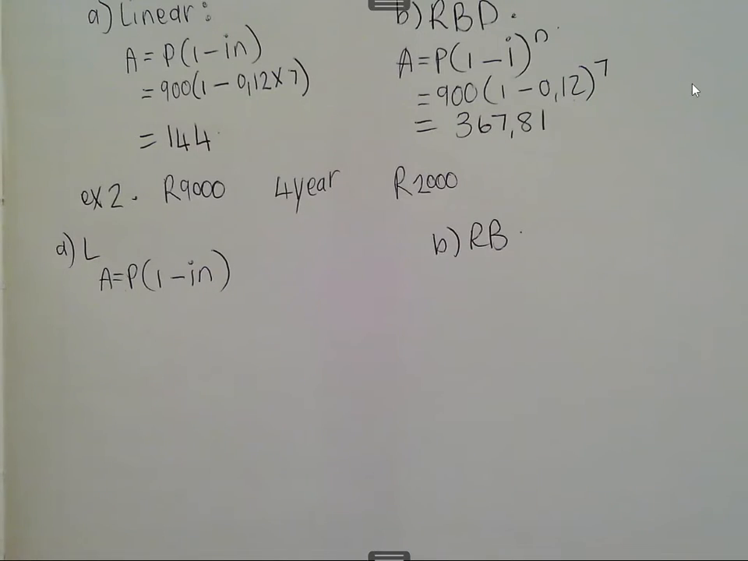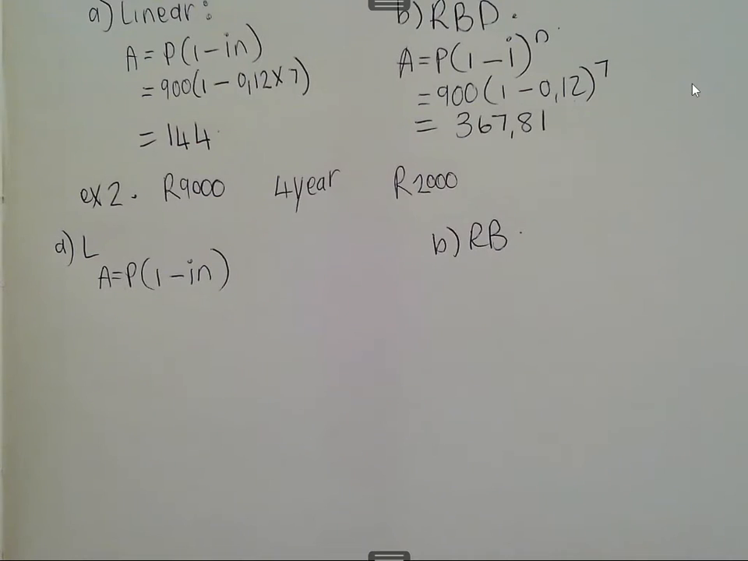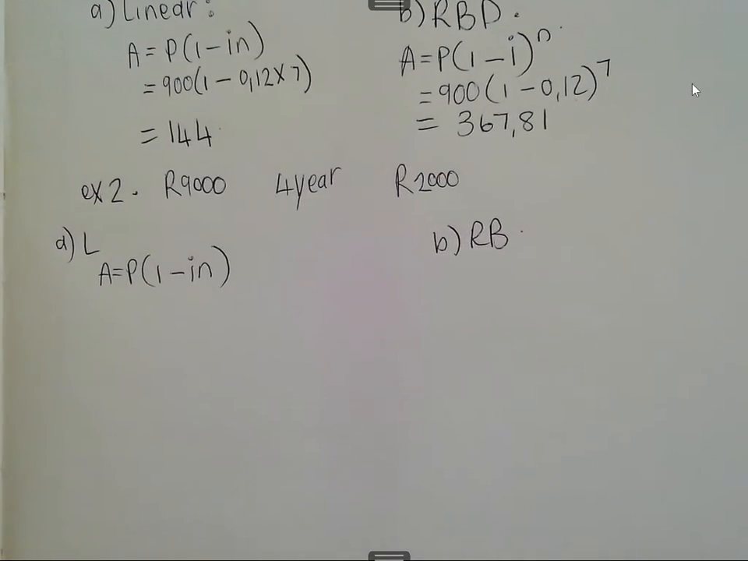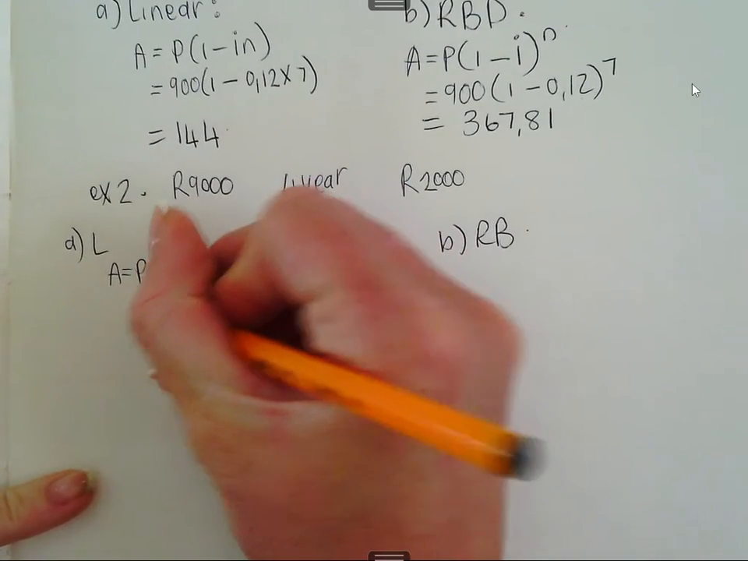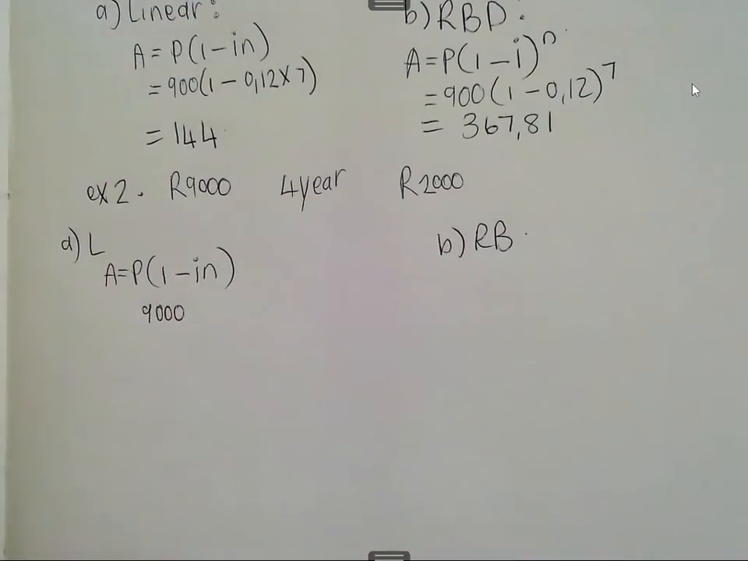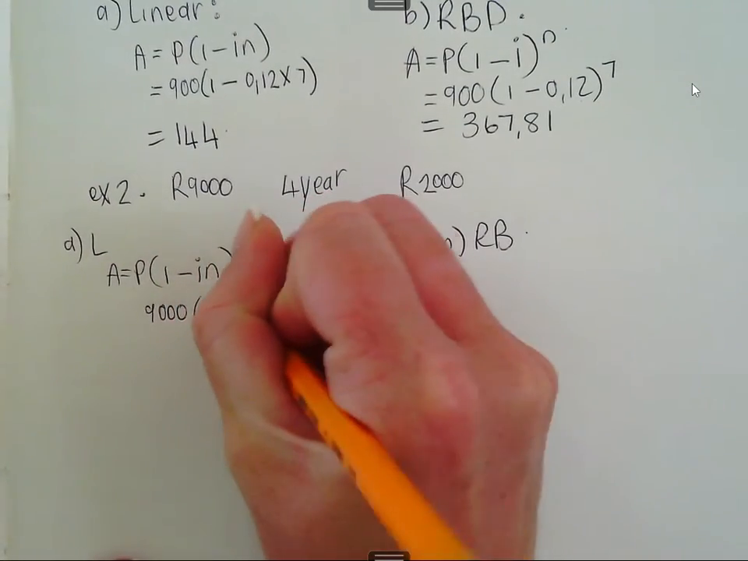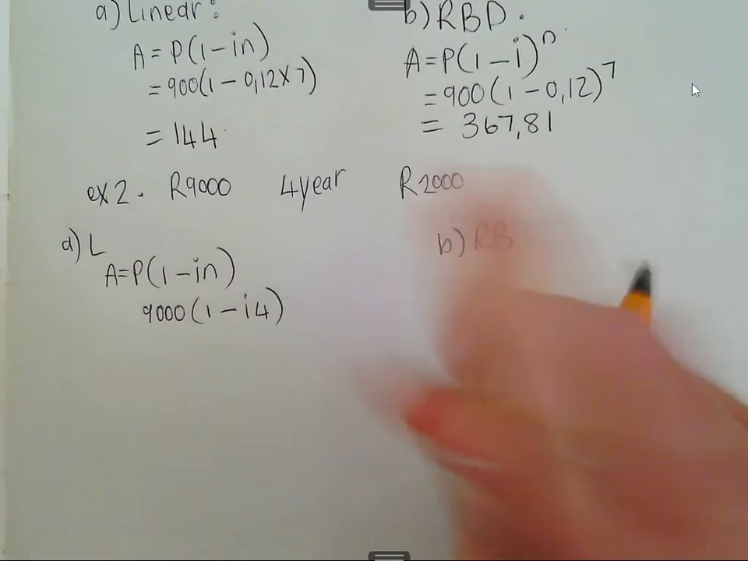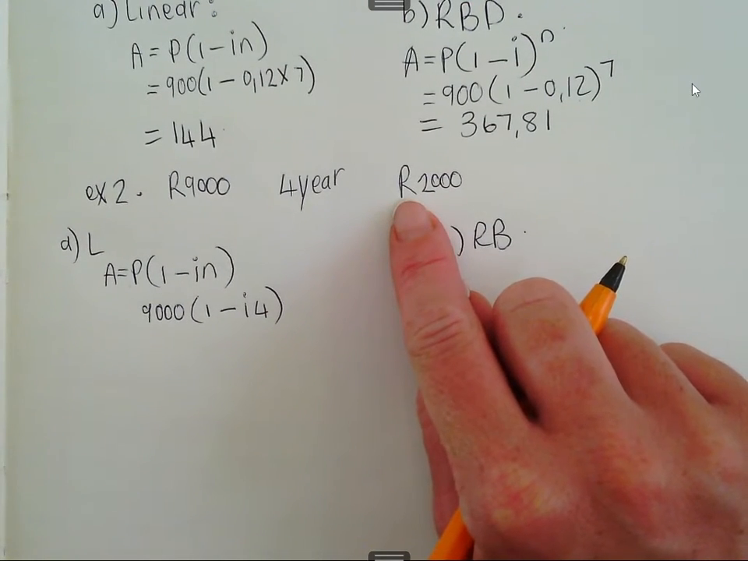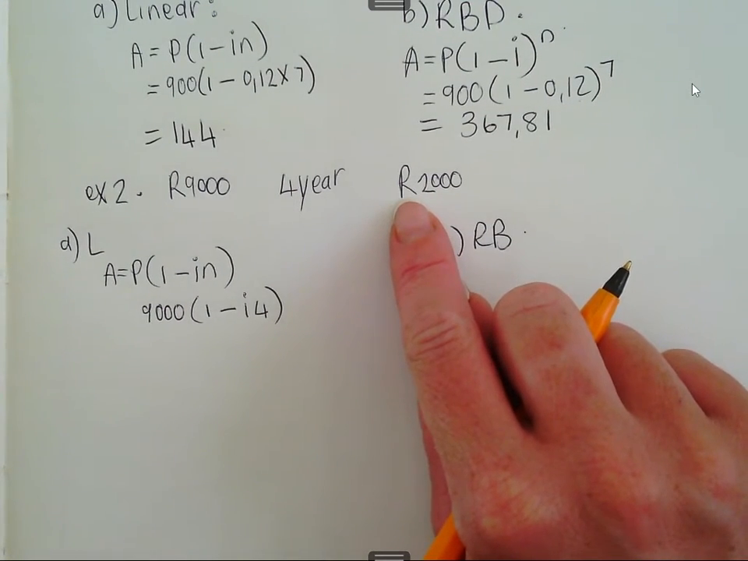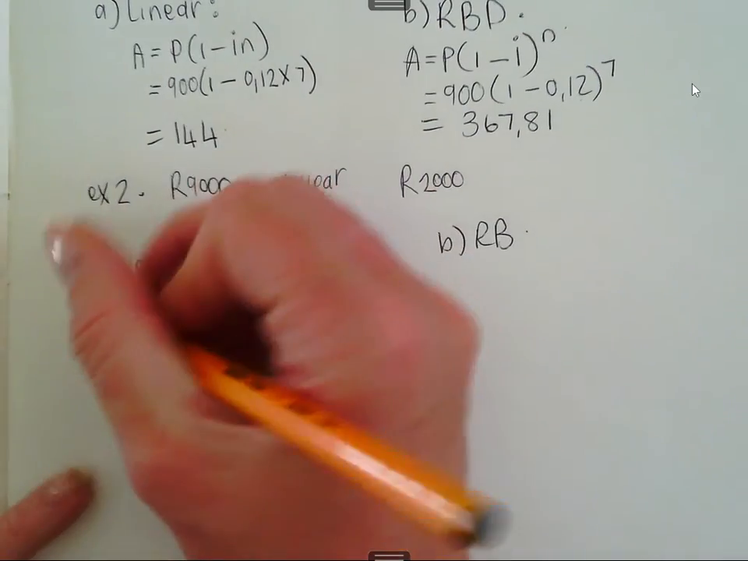So let's start. That 9,000 Rand. A laptop cost 9,000 Rand. Where must I substitute the 9,000 in? P. Do you all agree with P? Okay, so I'm going to put in 9,000 there. 4 years. What is 4? Where is it going to go? N. And then they say has a scrap value of 2,000 Rand. A.